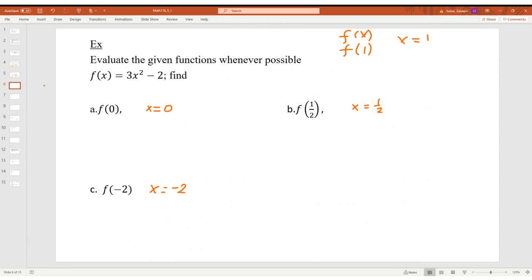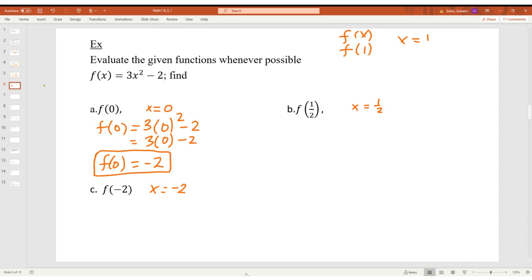So when I say f of 0, I will replace the x by 0. So you have 3 times 0 squared minus 2, because x is 0. So this equals 3 times 0 squared, which is 0. So 3 times 0 minus 2. And 3 times 0 is 0. 0 minus 2 becomes negative 2. So f of 0 is negative 2. Simple. Any question on this example?